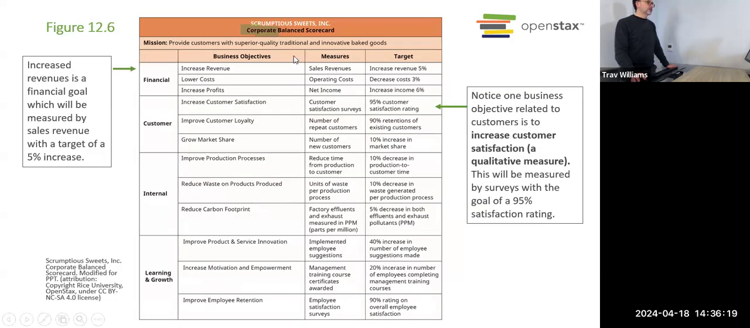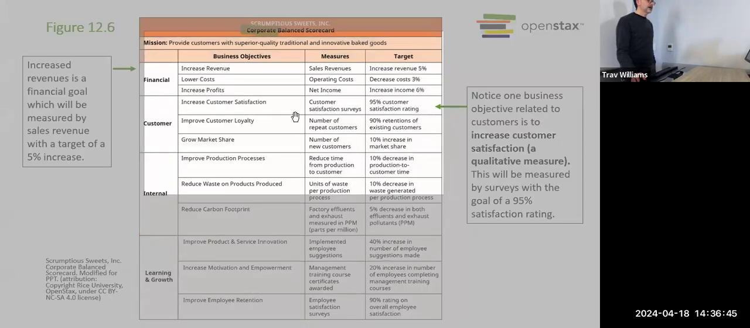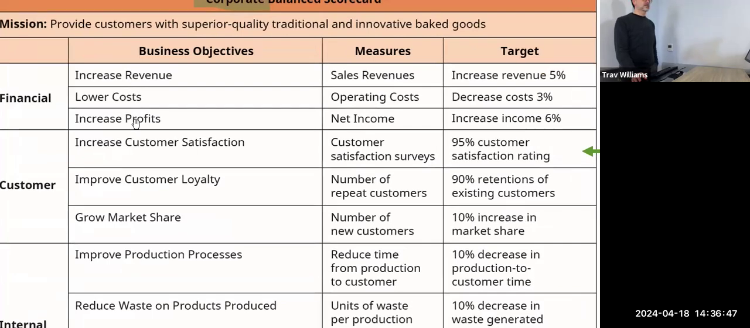So how do you use that information? You can use it at multiple levels. For example, here we see a balanced scorecard for the company as a whole. So you see the four categories here, right? The four dimensions of the balanced scorecard: financial, customer, internal, learning and growth. But within each of those, notice you've got some specific business objectives related to each of those dimensions. And then here it specifies how you're going to measure the performance and what the target is, what you're shooting for.